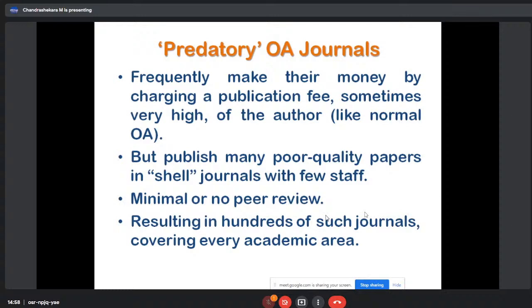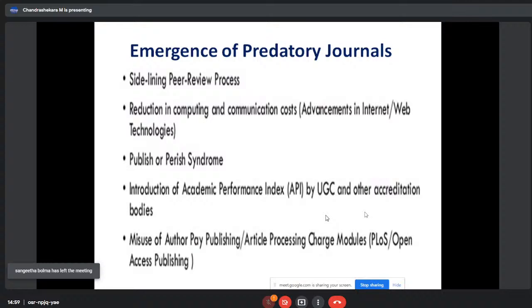Many of them are starting these journals, okay. This is the emergence of predatory journals, mainly sidelining the peer review process, because their main intention is sidelining peer review. The second one is the reduction in computing and communication cost, advances in internet and web technology, because this is a boon to them. People are approached through their website, and sometimes they send to your mail, saying these are our journals, this data and so on, many things they tell.